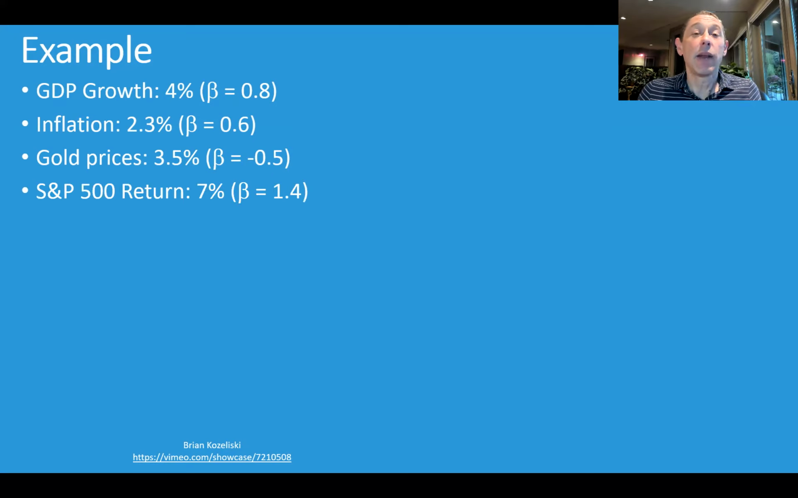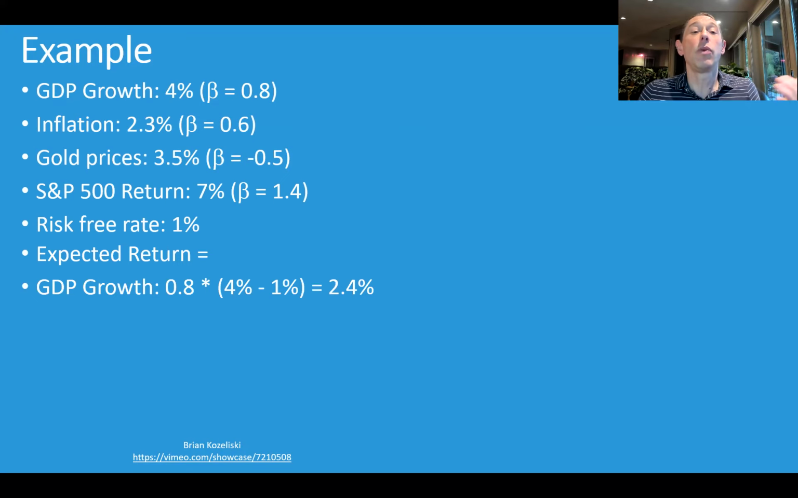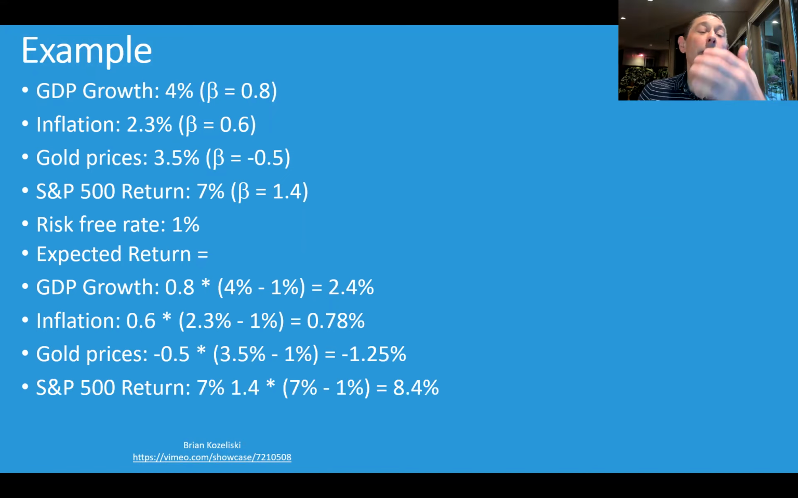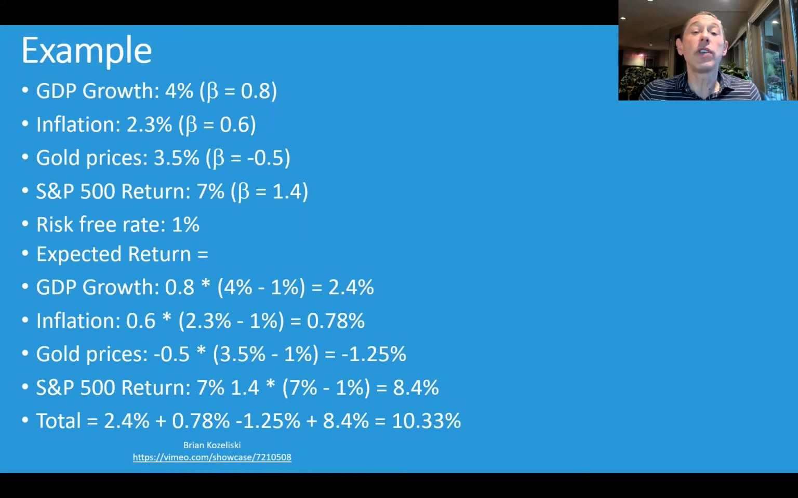to gold prices. And we have the S&P 500. We think that's going to go up 7%, and our particular asset has a beta of 1.4 versus that asset. And of course, there's also that risk-free rate. So to calculate this, what we're going to do is say, well, our expected return. So we're going to take that beta of the GDP growth. We're going to take that risk premium, so our expected return for GDP growth minus the risk-free rate, and we're going to get 2.4%. We do the same kind of thing for inflation, same kind of thing for gold prices, same kind of thing for the S&P 500 return. And then we add those things up together and we say, hey, based on this model, we expect our asset to return 10.33%.